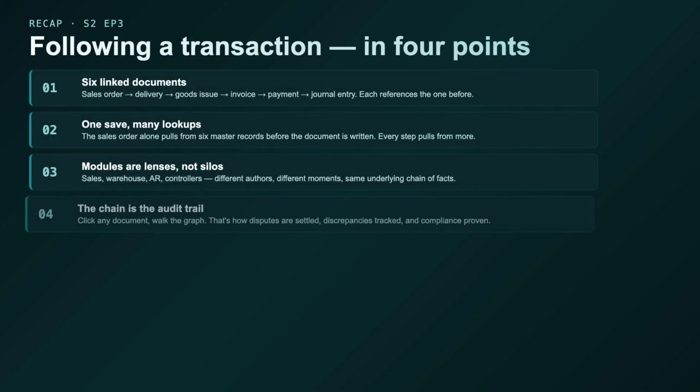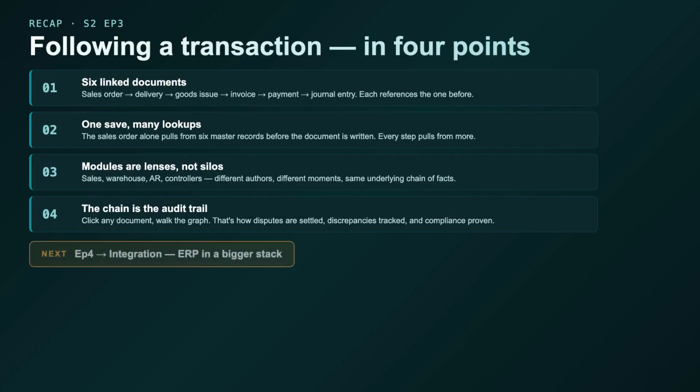Quick recap. 6 linked documents: sales order, delivery, goods issue, invoice, payment, journal entry. 1 save, many lookups. The sales order alone pulls from 6 master records. Modules are lenses, not silos. Different authors, different moments, same chain of facts. And the chain is the audit trail. Start anywhere, walk the graph.